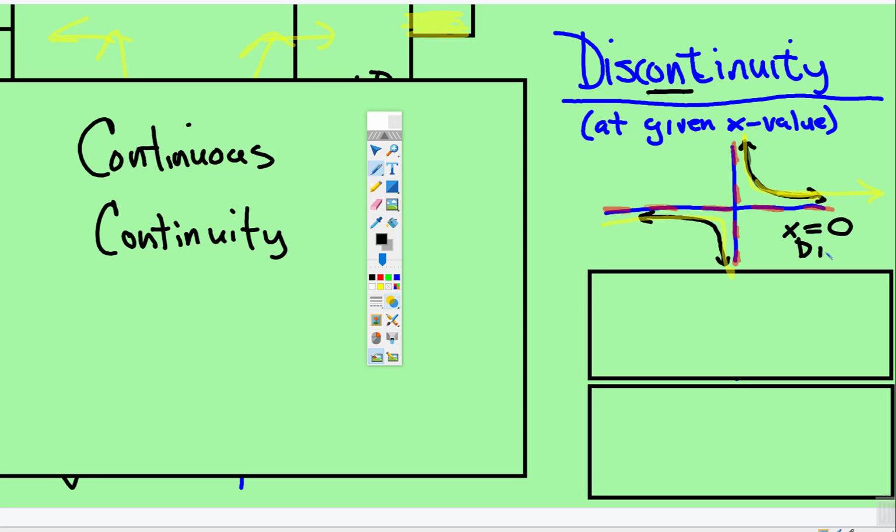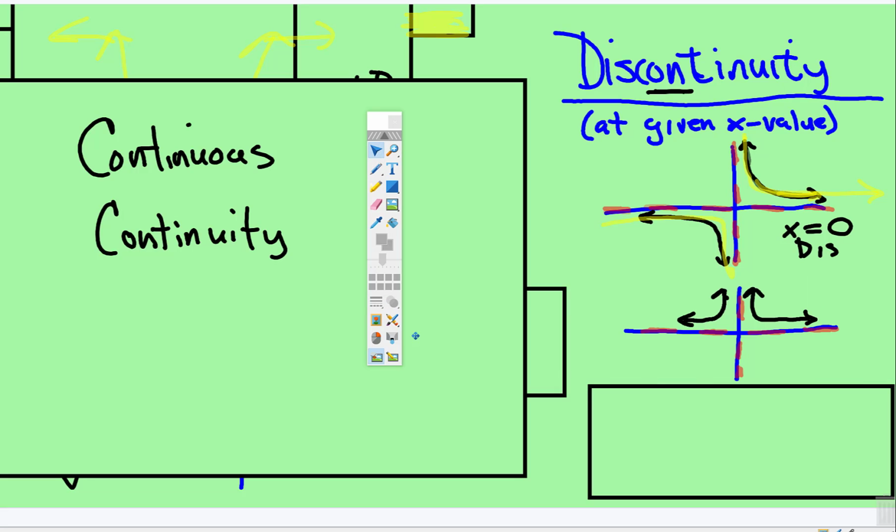It is discontinuous. All right, so same with this example, except for this is a rational graph. Still the same thing, where x is equal to 0, that function or that graph is discontinuous because the asymptote forces the break.